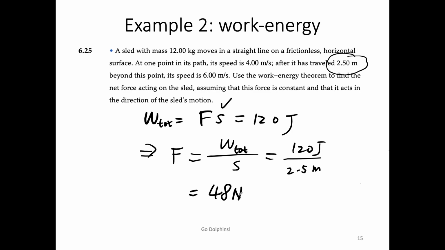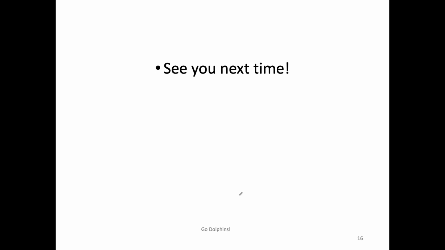Okay. Hopefully this lecture can help you understand the definition of energy and the definition of work, and of course how to relate work and the change of kinetic energy through the work energy theorem. And in the next lecture, we're going to talk about energy conservation. See you next time.